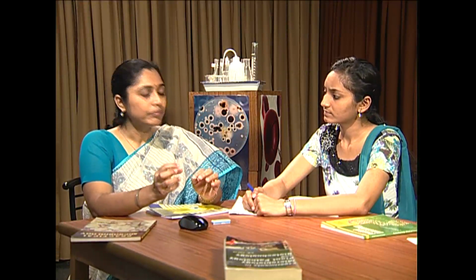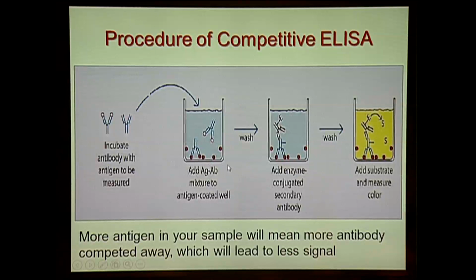In competitive ELISA, the antibodies specific for an antigen are incubated with the sample first. So, initially we incubate the immunoglobulins with the sample. Now, if the specific antigen is present in the sample, it will bind to the antibody. Now, this mixture is added to a well coated with antigen. If the antigen concentration is high in the sample, then there will be very little free antibody available to bind to the antigen coated in the plate.